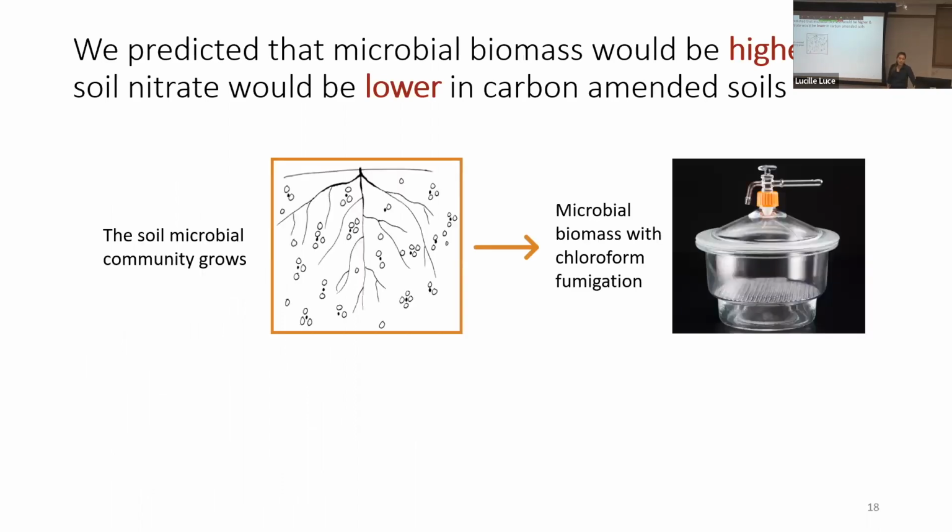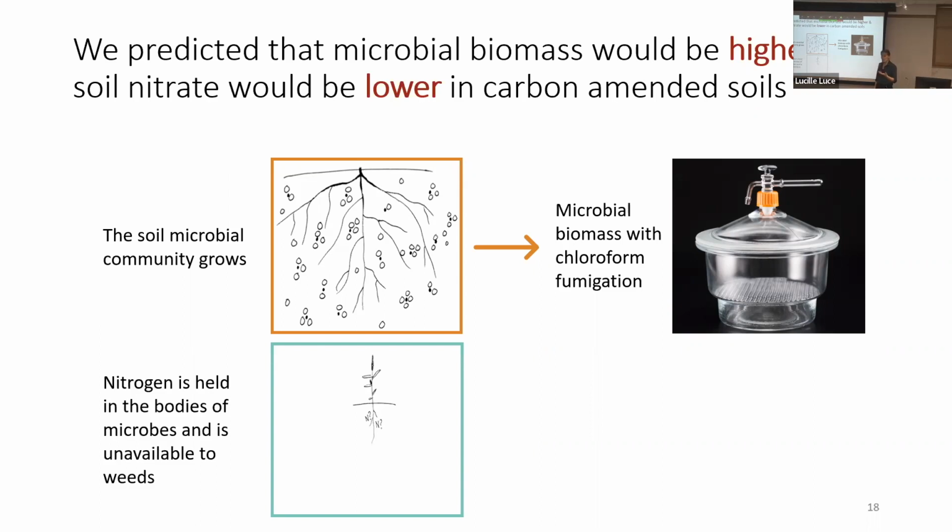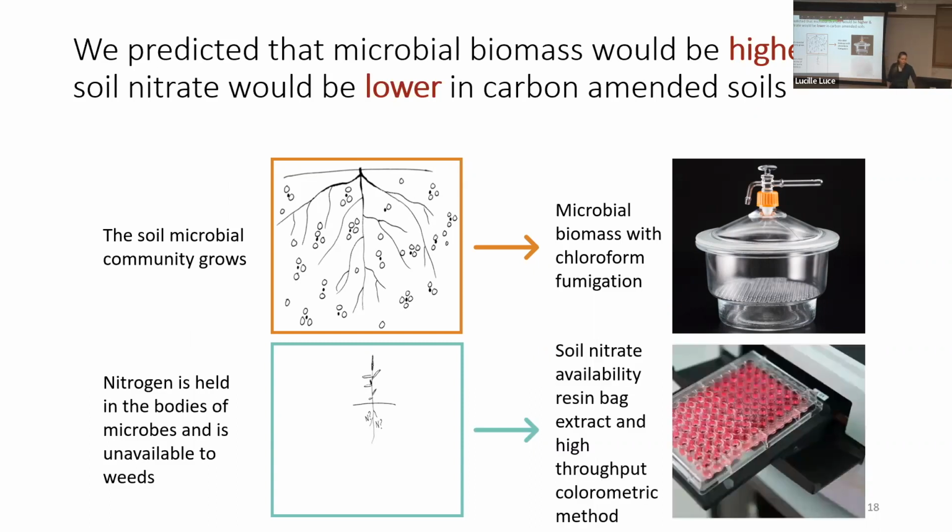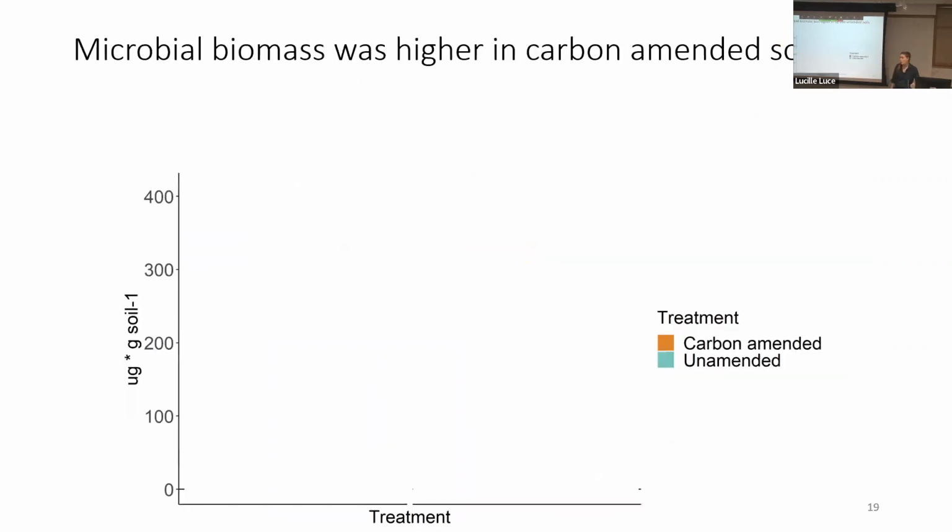So we looked at the microbial community biomass with a chloroform fumigation extraction method. And basically for that, we just had soils and we killed all of our microbes with chloroform and then extracted the carbon and nitrogen from those soils to measure microbial biomass. And then we measured nitrogen availability by extracting the nitrate that had accumulated in that resin bag throughout the experiment, and then using a high throughput colorimetric method to measure nitrate availability. And first, I'm going to show you microbial biomass.